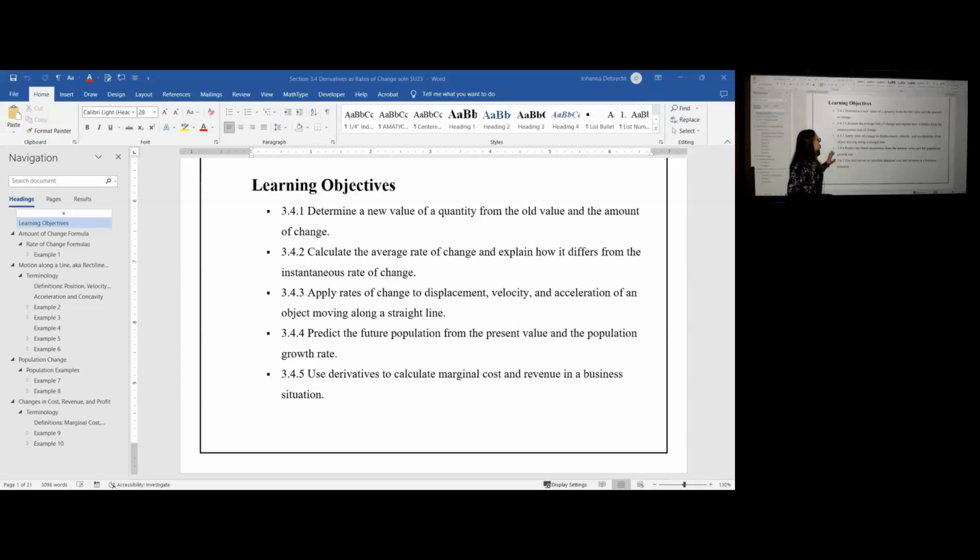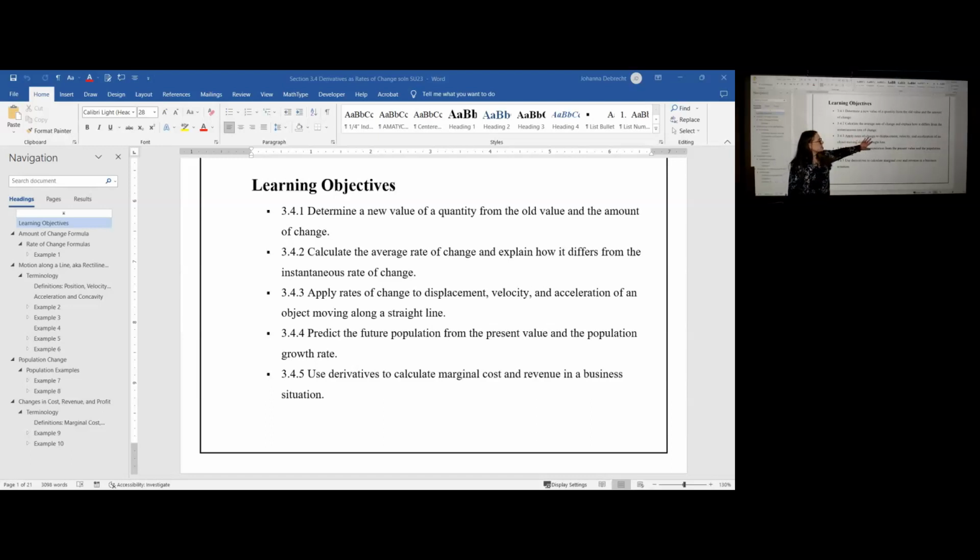Here are the learning objectives for this section. We're going to determine a new value of a quantity from the old value and the amount of change. In other words, we're going to approximate the new value of a quantity given the original amount and the rate of change of the situation. Then we're going to calculate the average rate of change, which we've done many times before, as the slope of the secant line. And of course, then we'll compute the instantaneous rate of change, which is the slope of the tangent line. In other words, the derivative.